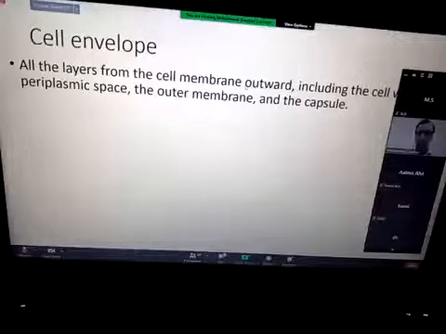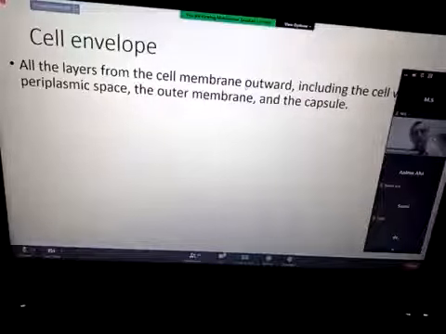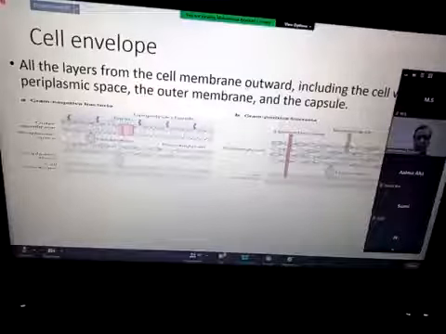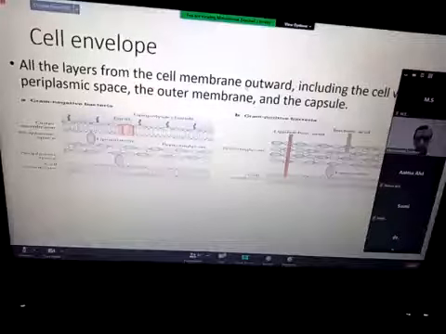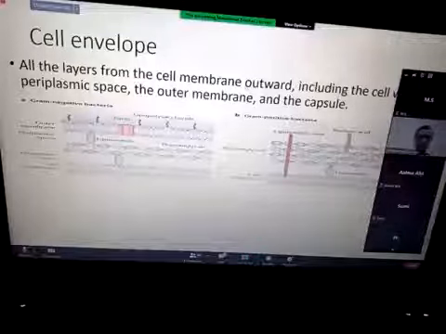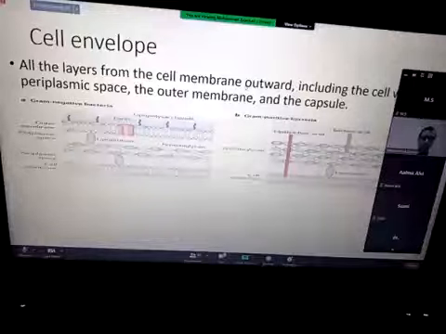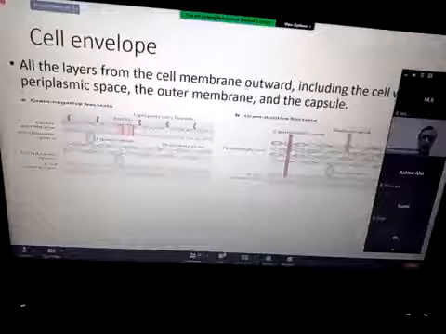So the envelope includes, going from outside to inside, some have a capsule, then the cell wall, and then the outer membrane and the periplasmic space. It has a very important role in the disease process and in diagnosis of the bacteria. If we concentrate on gram-negative and gram-positive bacteria, we see one by one. Gram-negative bacteria are very important in causing different diseases.